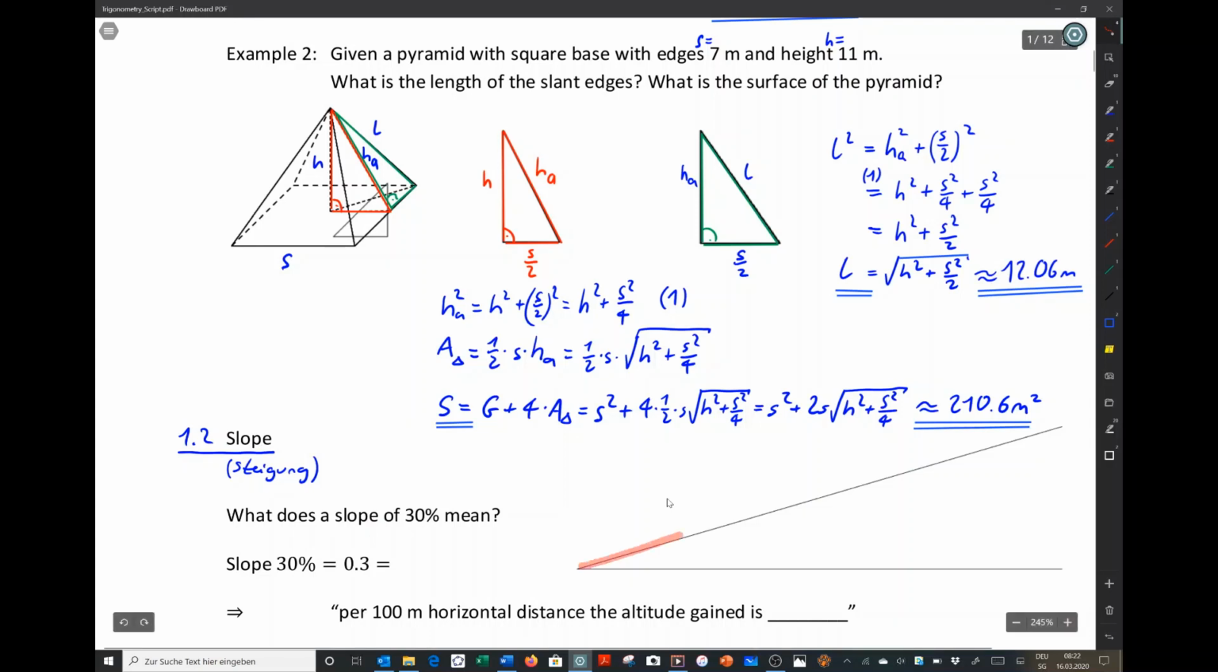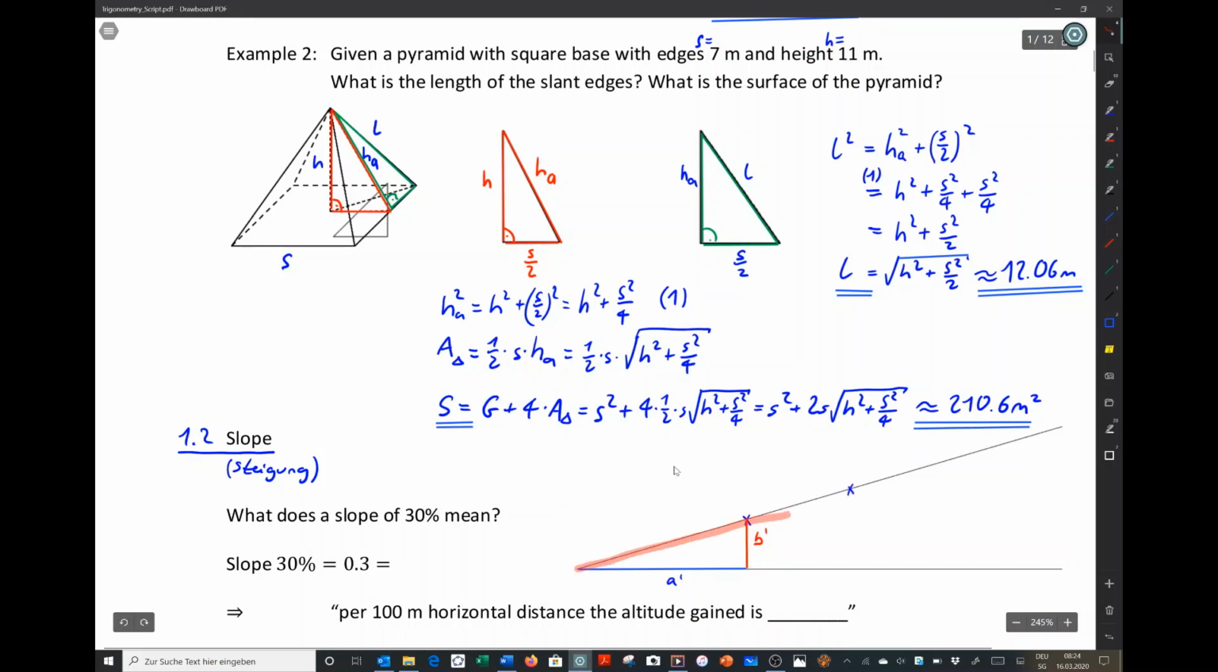Here we have a situation symbolized, here the horizontal and here the street going upwards. What is now meant if we say, for example, the slope is 30%? Let us assume that we travel from the bottom up to this point here. So we have traveled the distance a dash in horizontal distance and the height b dash in vertical distance.